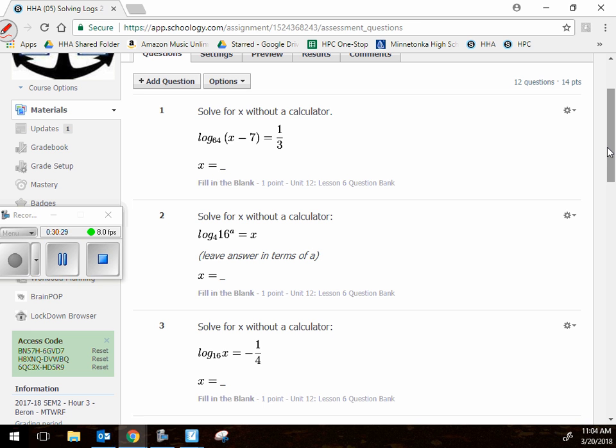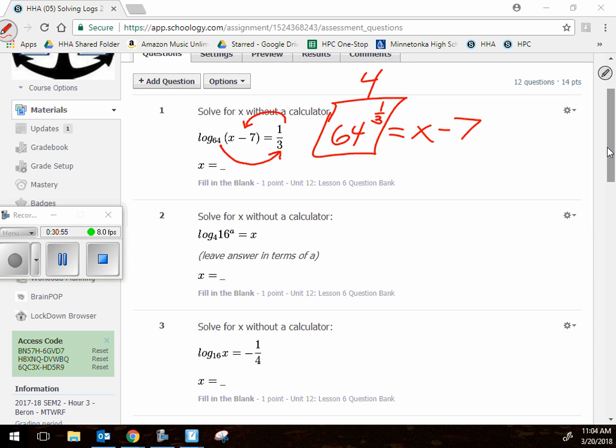Okay, so the beginning one, it looks super complicated, but it's just a rewrite. Don't forget the rewrite process. 64 to the 1/3 is equal to x minus 7. And then if you know what 64 to the 1/3 is, this becomes baby talk. It's super easy. It's just 4 equals x minus 7. See what I mean? You can transform something that looks super complicated, and as long as you know this is 4, then it's super easy. 4 equals x minus 7.